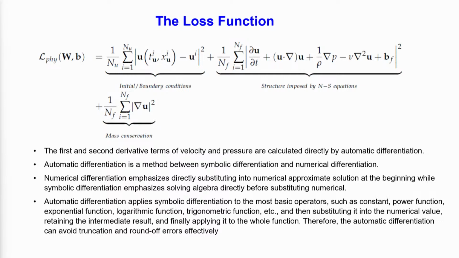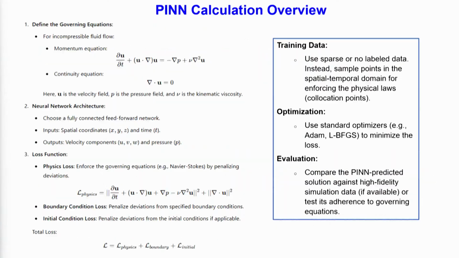So, automatic differentiation applies symbolic differentiation to the most basic operators, not all operators, like a constant, power function, exponential function, log, trigonometric function, but not all, and then substitutes that into a numerical value retaining that intermediate result and finally applies to the whole function. So, it is a sort of a hybrid, partly it does symbolically and partly through numbers. So, this is the overall flow.